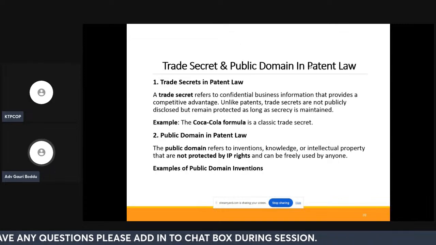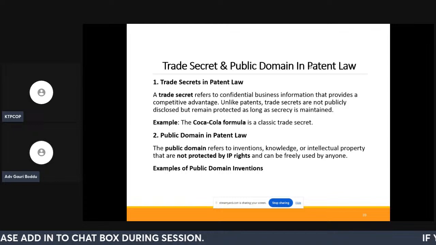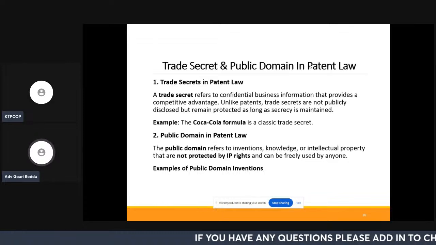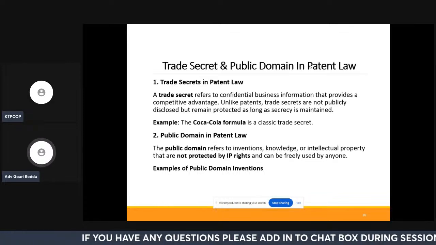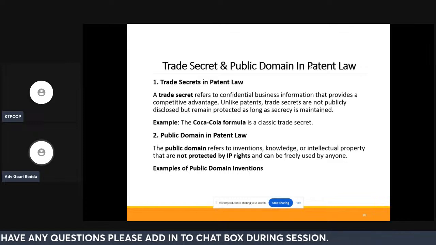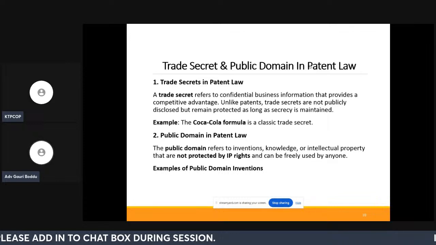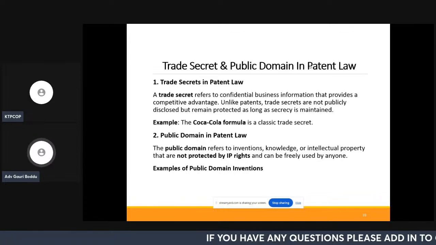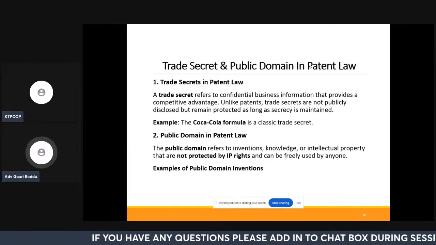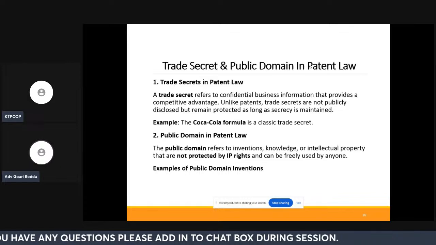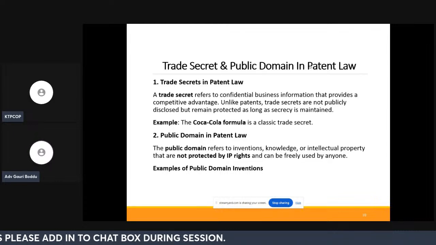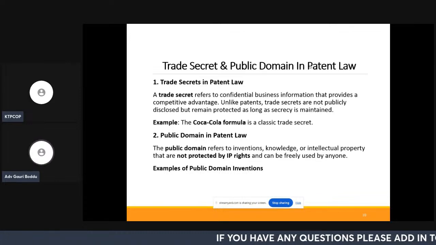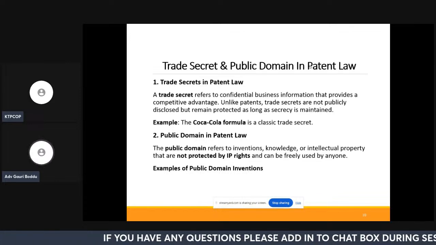So now next is trade secret and public domain in patent law. A trade secret refers to confidential business information that provides a competitive advantage. Unlike a patent, trade secrets are not publicly disclosed but remain protected as long as secrecy is maintained. Unauthorized use of information by a third person can create an unfair practice and violation of trade secret. Conditions of trade secrets are: the information must be secret, must have commercial value, and must have been subject to reasonable steps by the rightful holder.